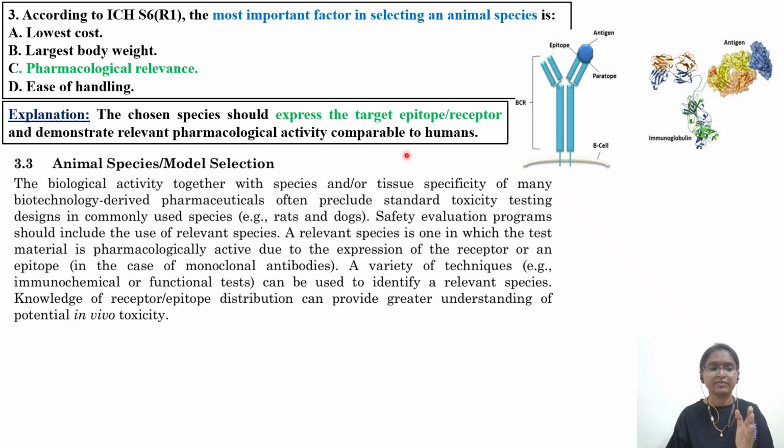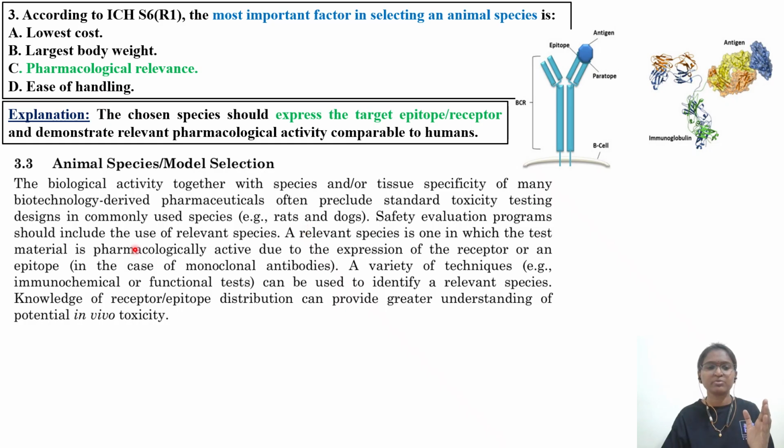So let's see what section 3.3 in the guideline says: animal selection, animal species, and model selection. The biological activity, together with the species and tissue specificity of many biotechnology-derived pharmaceuticals, often precludes standard toxicity testing design in commonly used species. Like we should not think, our mindset should not be like that of conventional molecules. Whatever the checklist, the standard battery of toxicology tests for conventional small molecules, we should not think in that aspect.